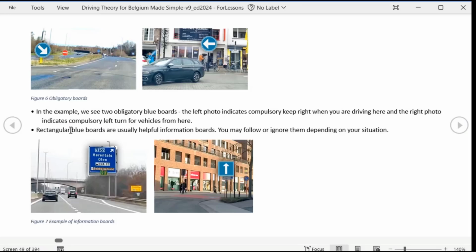These are obligatory boards, or they are also called compulsory. You have to follow these compulsorily. In this case, turn left. In this case, just follow the road from here.